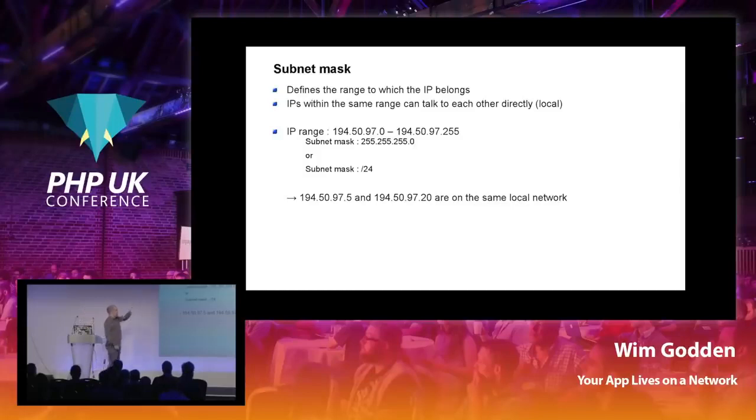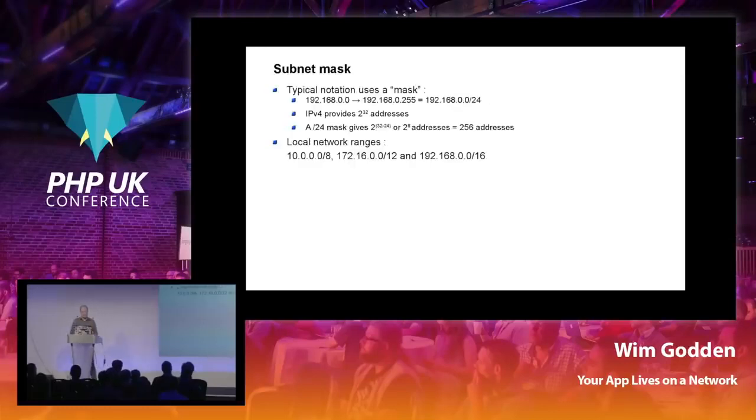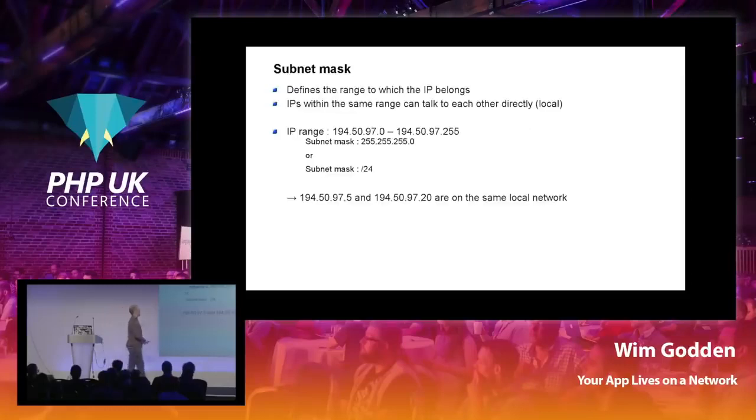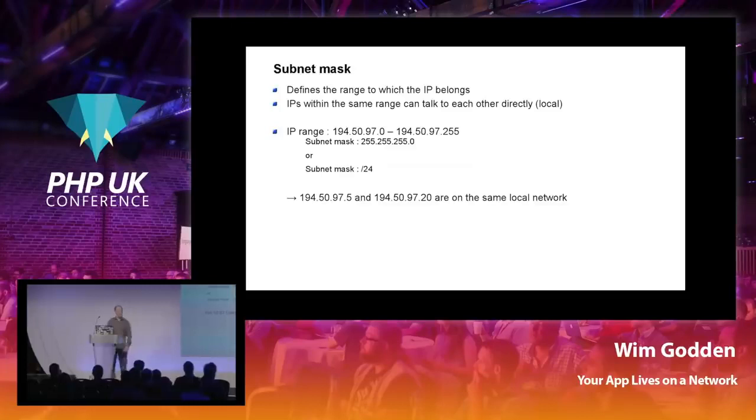For example, this range, 194.50.97.0 to 255, has a certain subnet mask. And any IP addresses in that same range are considered to be locally on the same network. So they can talk to each other directly. Now, there's 2 notations for that. I'm going to go back. So a subnet mask can be defined in the first notation, the 255 dot and so on, or it can be defined as slash 24.